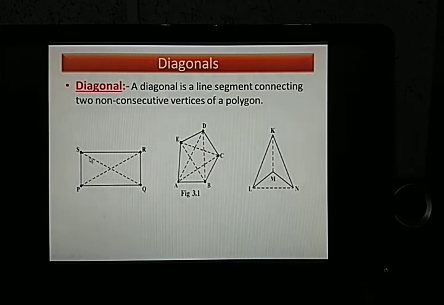2 non-consecutive. You can see here, these and these vertices are consecutive. Consecutive means coming one after the other. So if we connect this and this, it will not be a diagonal. But this and this point, S and Q, these are non-consecutive. After S, directly it doesn't come Q. After S, it comes R. So this Q is non-consecutive. So when we connect such 2 non-consecutive vertices, then that line segment connecting those two non-consecutive vertices is a diagonal. So clear?